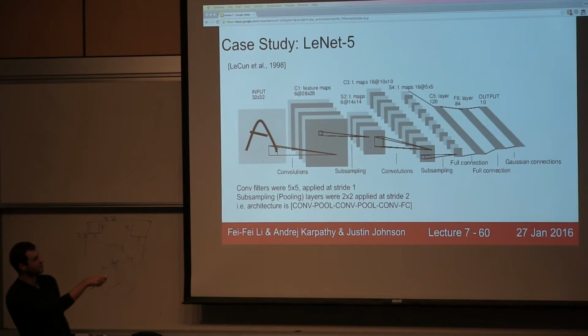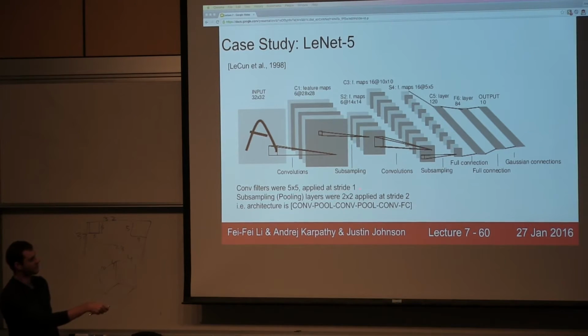So 6 5 by 5 filters, which brought it down to 28 by 28. And then they did a subsampling layer, S2, which is subsampling or max pooling. So they subsampled it. And then they did 16 convolutional filters, again 5 by 5, applied at stride 1. And so they got 10 by 10. And then they subsampled that again. So you get 5 by 5, a reduction by half. And then eventually they flipped to fully connected layers. So the architecture we would say is conv, pool, conv, pool, FC, or something like that.